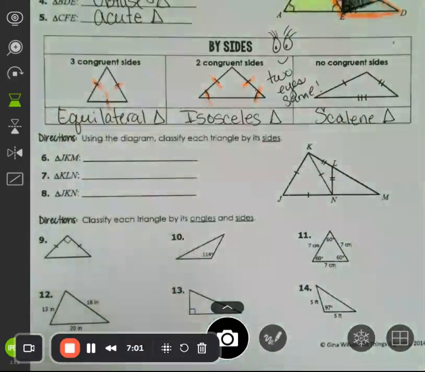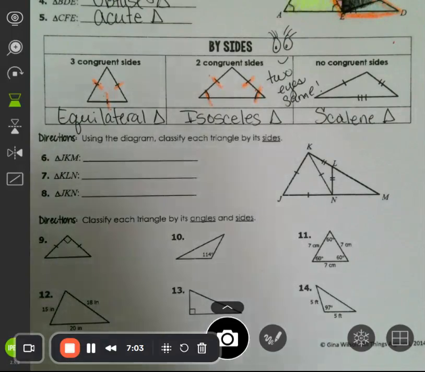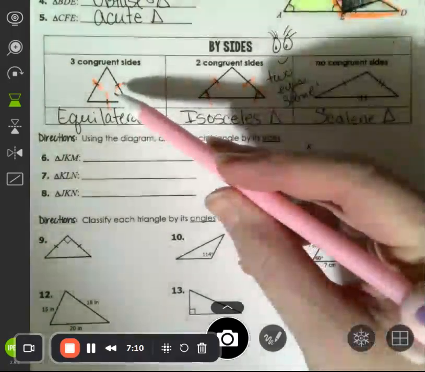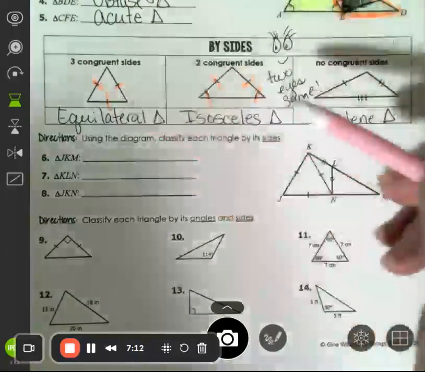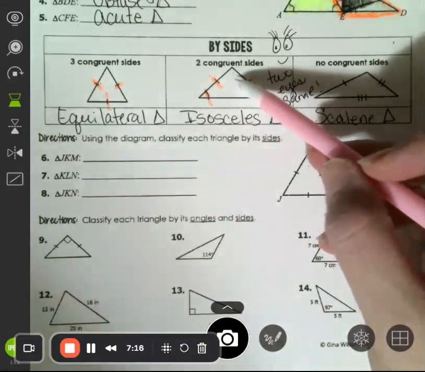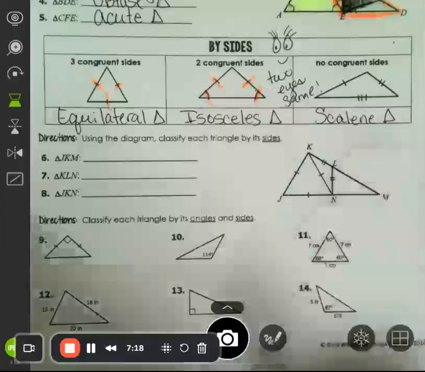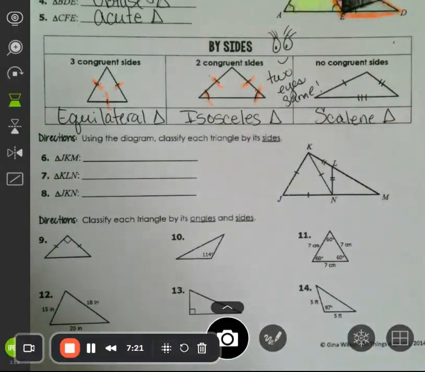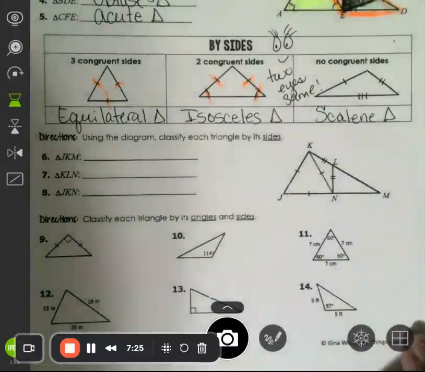So we can actually combine the names here and be a little more specific. Like we could say this is an obtuse scalene triangle. This is an equiangular equilateral triangle. Our isosceles, if that was a right angle, we could even call it a right isosceles triangle. So you're going to use both the classification by angles and by sides when we start giving them their full names.